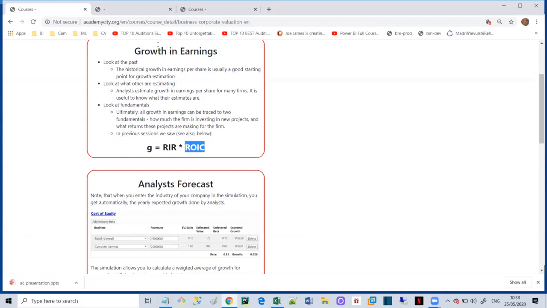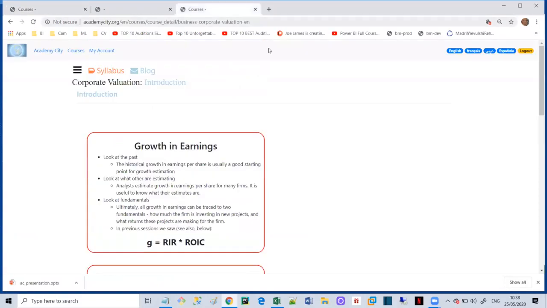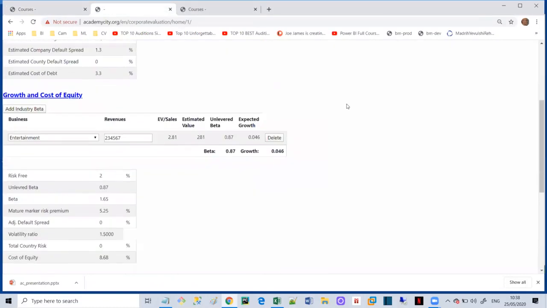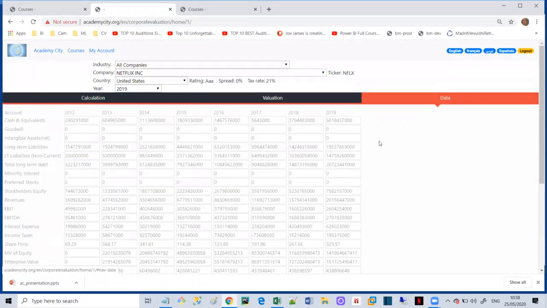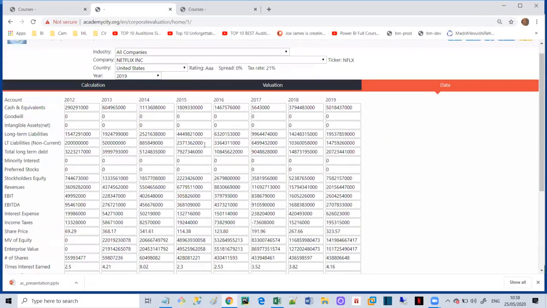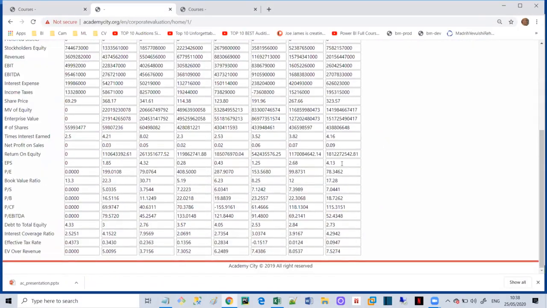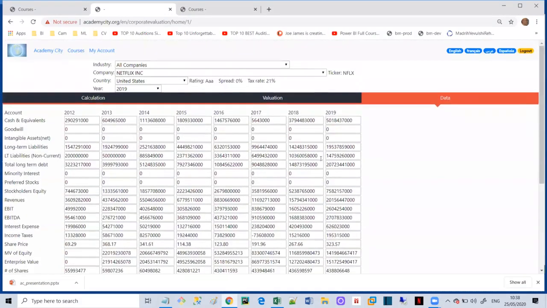Here is the growth data, and here is the reinvestment rate data. I can go here. And here we go. Tell me what to do. Anybody has an idea? Growth divided by the reinvestment rate. Say again? Growth divided by, but I don't know the growth yet. What is the definition of return on invested capital?